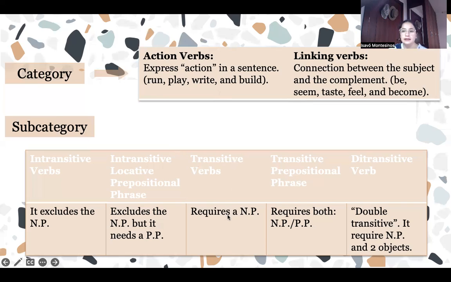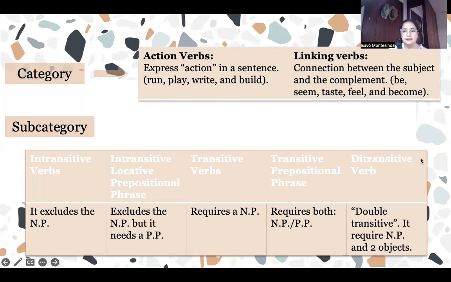Transitive verbs, here we are going to use a noun phrase. It is like a requirement. Intransitive verb prepositional phrase, here we are going to use both noun phrase and prepositional phrase. And the last one is the ditransitive verb. Here is basically that we are going to use twice. It's like a double transitive, and we are going to use noun phrase, but we are going to use two objects in the sentence.